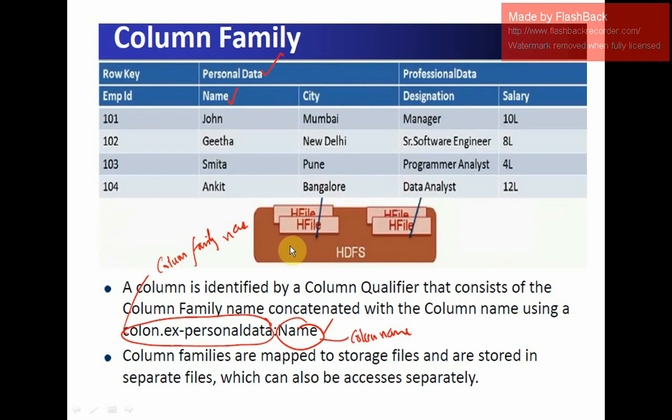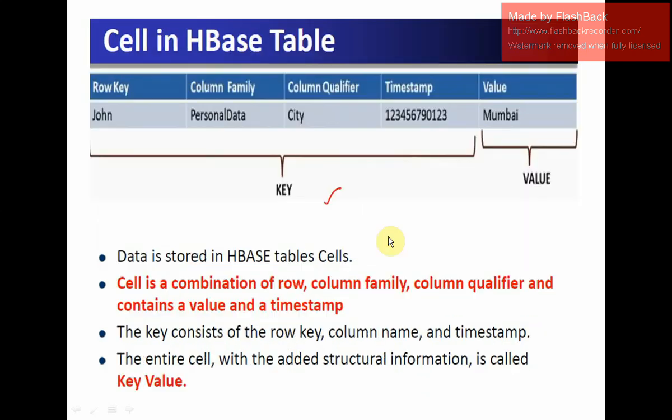So for accessing, suppose we just want to access this John. Instead of using the name column directly, we have to refer to this data using a column family. So we can refer to it like personal data colon name. Similarly, if we are talking about designation, instead of directly accessing the designation, we have to refer to it using the column family, and that is professional data colon designation. This is how we can access this data.